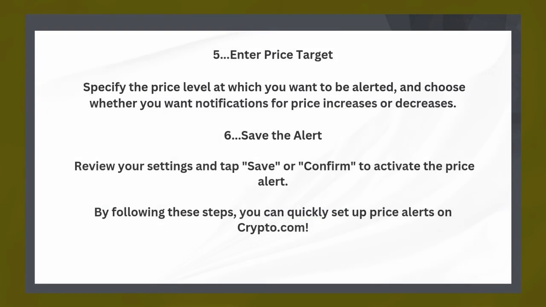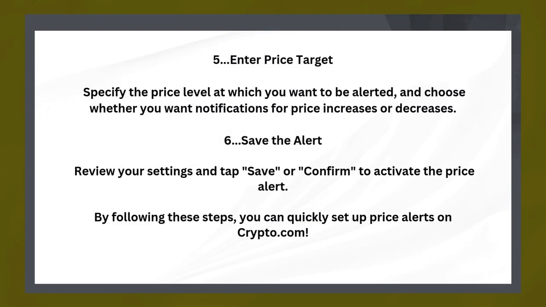Number 5, enter price target. Specify the price level at which you want to be alerted and choose whether you want notifications for price increases or decreases. Number 6, save the alert. Review your settings and tap Save or Confirm to activate the price alert. By following these steps, you can quickly set up price alerts on crypto.com.